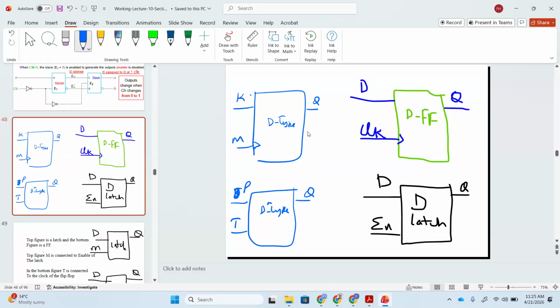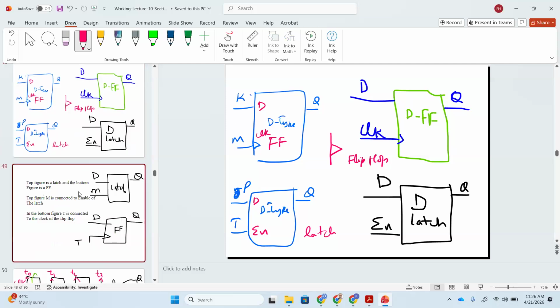The top one is a flip flop. Why? Because if we have this triangle symbol, not the arrow, we have a flip flop, and the bottom one is a latch. In the bottom, T is connected to enable, P is connected to D, and Q is connected to Q. And in the flip flop, K is connected to D, and M is connected to clock. Got it or not? Any question? Clear.